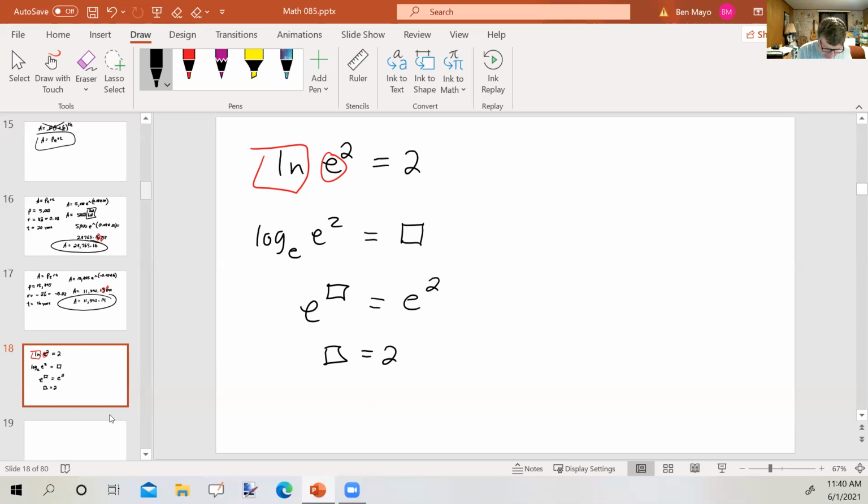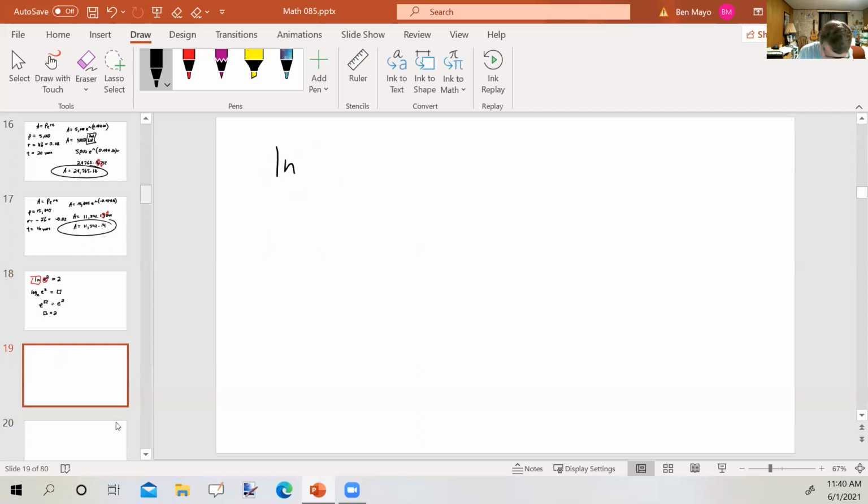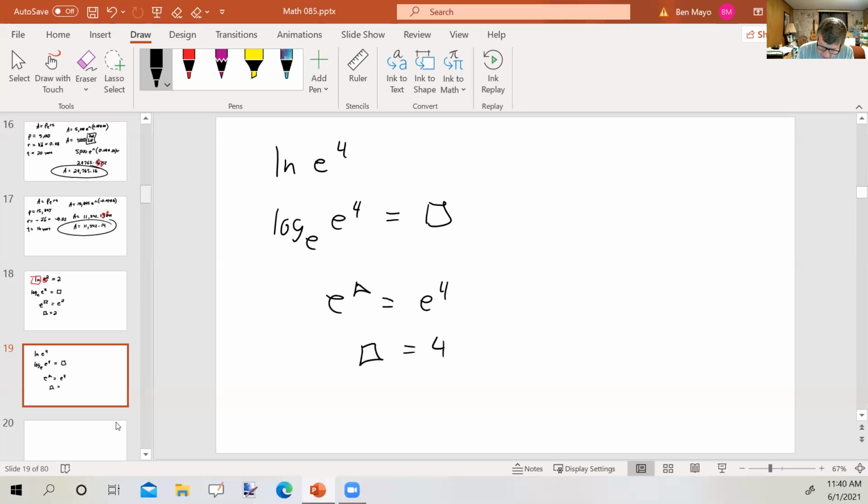Let's take a look at another one. The natural log of e to the fourth power. Well, this is the log base e of e to the fourth. We'll set that equal to some unknown. We'll change it to exponential form. So e to the box equals e to the fourth, the box equals 4. So the natural log of e squared is 2, the natural log of e to the fourth is 4. What do you think the natural log of e to the fifth is? If you guessed 5, you're correct.